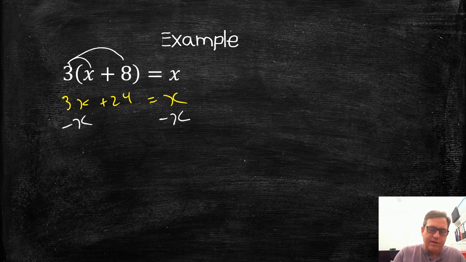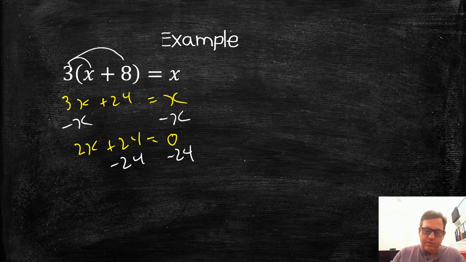Well, on the left side, 3x minus x is 2x plus 24. What happens on the right side? Well, what's x minus x? x minus x is simply 0. Okay, that's not a problem at all. We can have 0 on one side. Now, I need my numbers on the other side, so I need to get rid of this 24 from over here. I need to take away 24 from both sides.